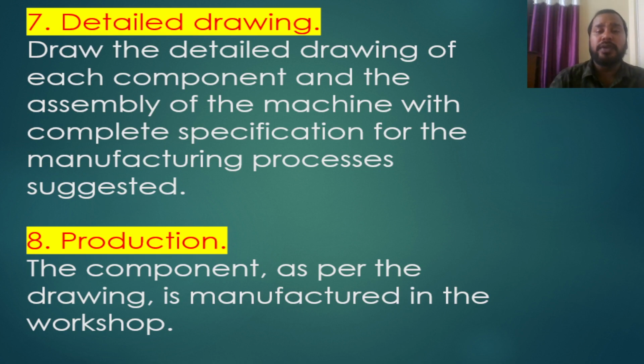So next come to 8. The last part is the production. After all these 7 parameters, the component as per the drawing is manufactured in the workshop. So all these 8 parameters are required to create a successful design.